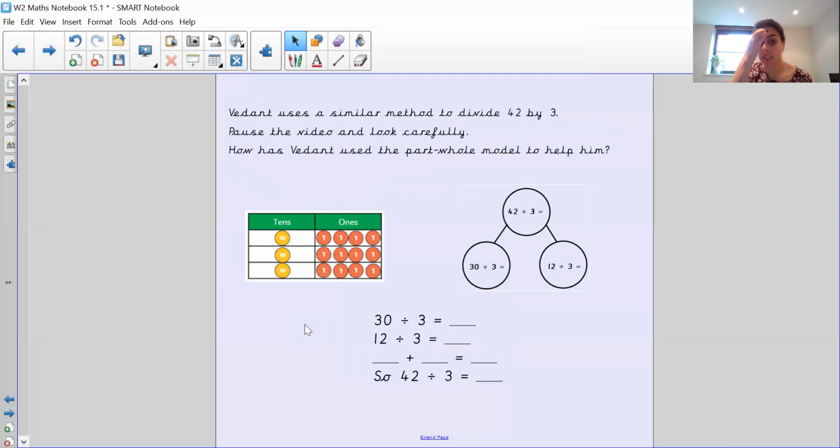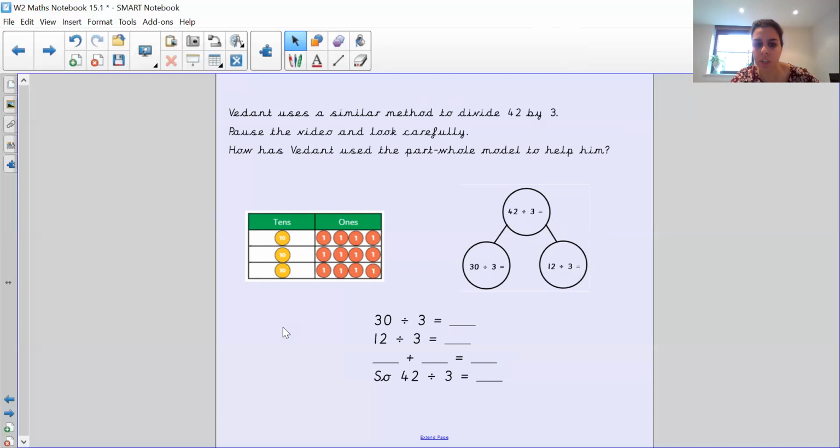Okay, let's have a look. So now it says Vedant uses a similar method to divide 42 by 3. So it says pause the video. I'm just going to talk you through it carefully first. So he's got a part whole model here, and he's got 42 divided by 3, but he's split his 42 into 30 and 12. The reason he's done that is because he knows that 3 goes into 30 and 3 goes into 12. If he splits it into 40 and then 2, 3 doesn't go into 40 and 3 can't go into 2. So that's why he split it that way.